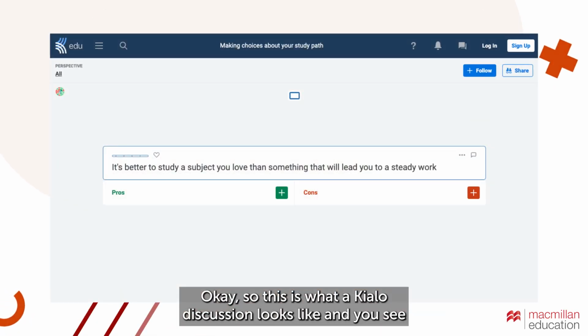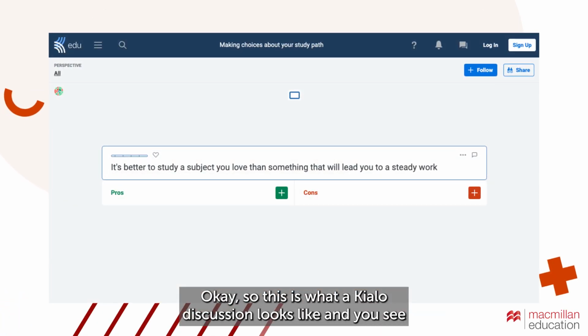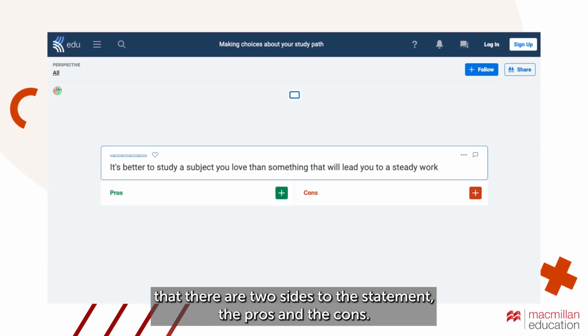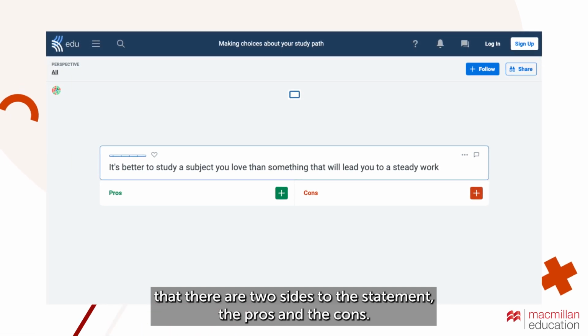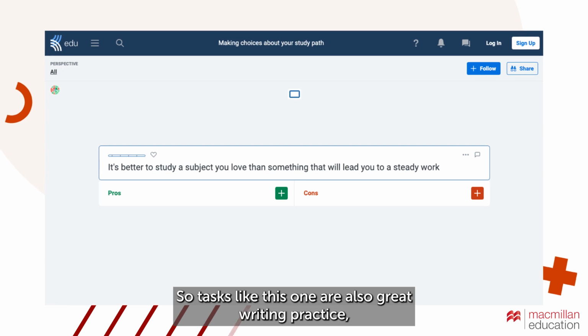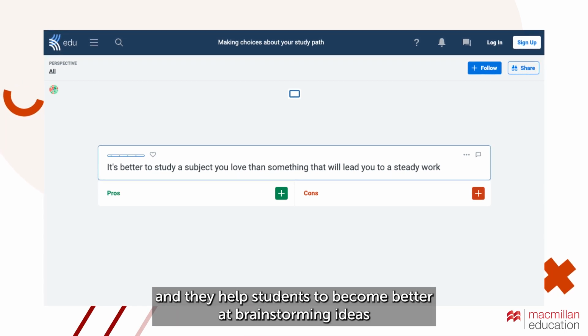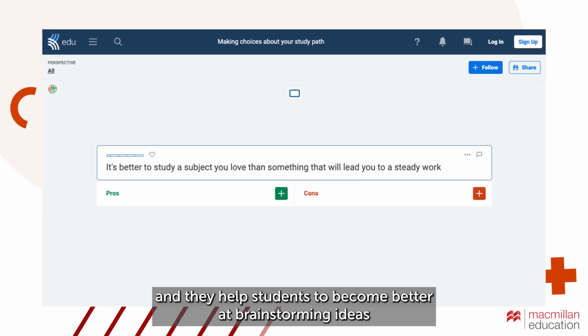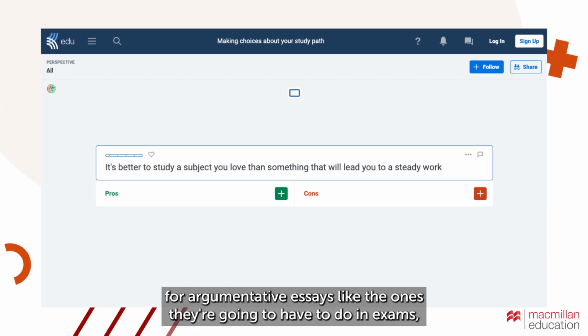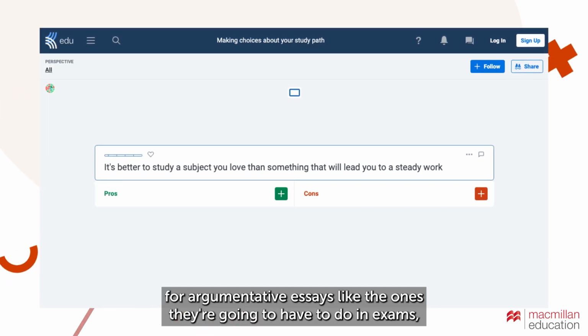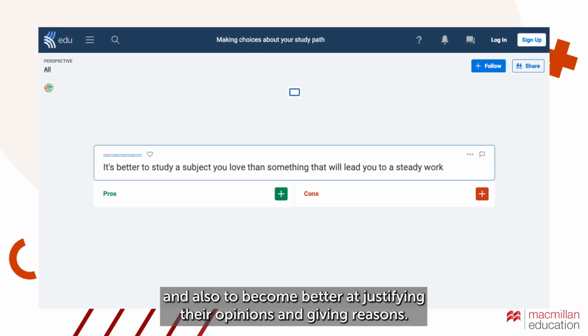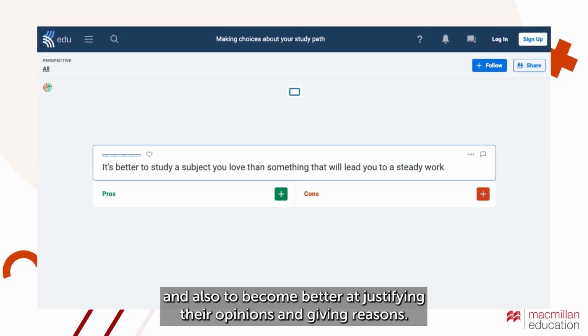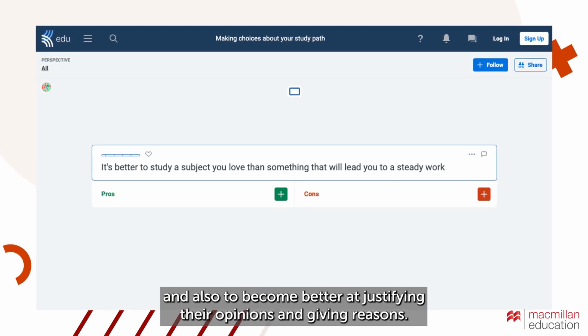Okay, so this is what a Kialo discussion looks like, and you see that there are two sides to the statement, the pros and the cons. So tasks like this one are also great writing practice, and they help students to become better at brainstorming ideas for argumentative essays like the ones they're going to have to do in exams, and also to become better at justifying their opinions and giving reasons.